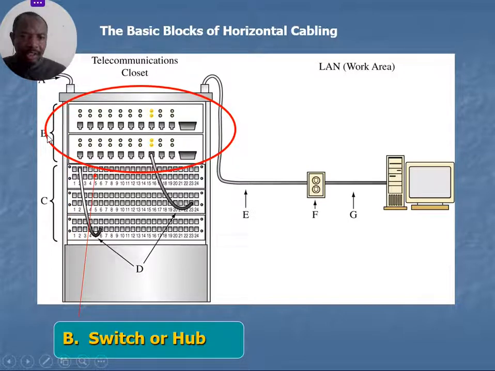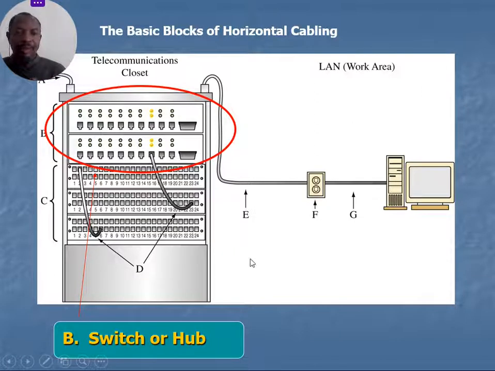This B, the second segment of a telecommunication closet, is called the switch or a hub. In your telecommunication closet, you have a switch put here, and a hub, as so to say. It has so many ports where you can put your cables.